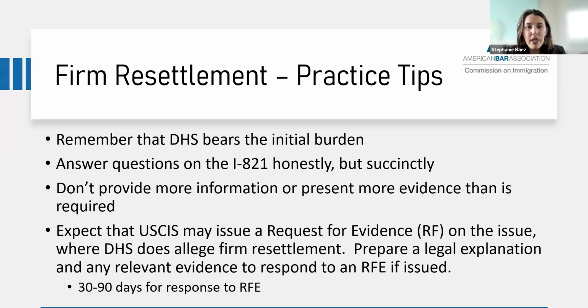I already went over some of these practice tips on firm resettlement, just to keep in mind that DHS bears the initial burden. So you want to be succinct in your initial application, because if DHS then comes back with a request for evidence, you want to then be able to establish your case and submit evidence, rather than submitting everything up front. And then if they come back for a request for evidence, you don't have other things to present to make your case.